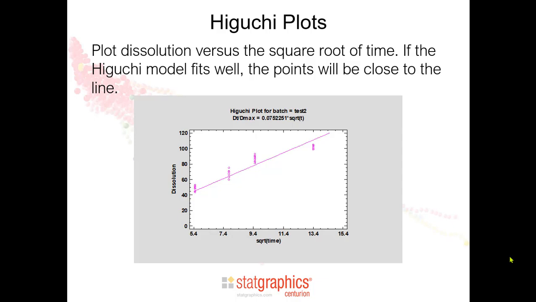Because of the popularity of the Higuchi model, a special plot is offered in which the dissolution measurements are plotted versus the square root of time. If the Higuchi model fits well, the points will be close to a straight line. Here you can see some lack of fit of the Higuchi model, which wasn't the best model for this particular batch.